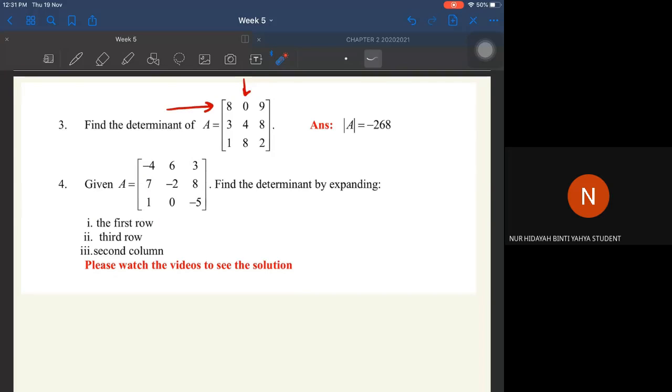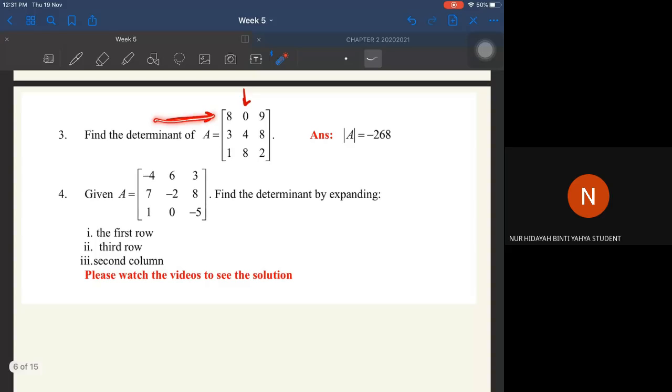Okay. So it's either you use the first column or the first row or the second column. You akan dapat. Nanti ada yang tanya boleh tak nak pakai row lain? Boleh. Cuma saya bagi option ni sebab dia ada nilai zero dekat sini. So pendekkan awak punya jalan kerja lah.